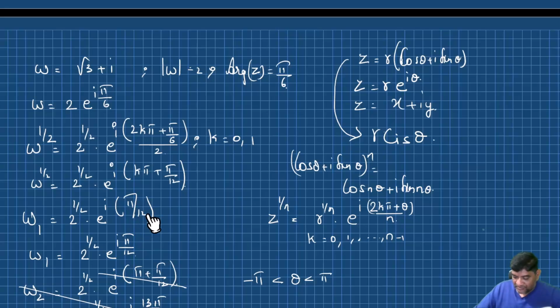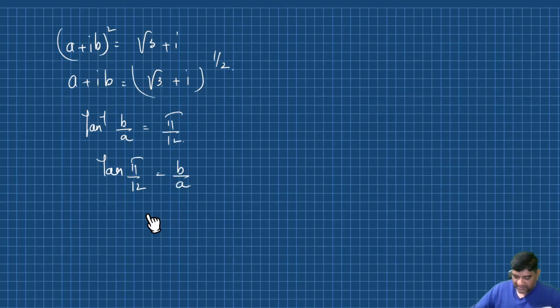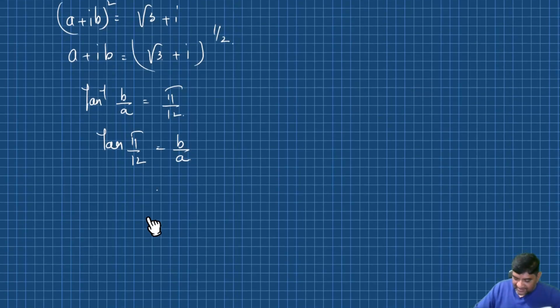Now this is what I'm going to be using here. Tan inverse of b by a is going to give me pi by 12. And that would also tell me that tan pi by 12 is equal to b by a. Now what is b by a?